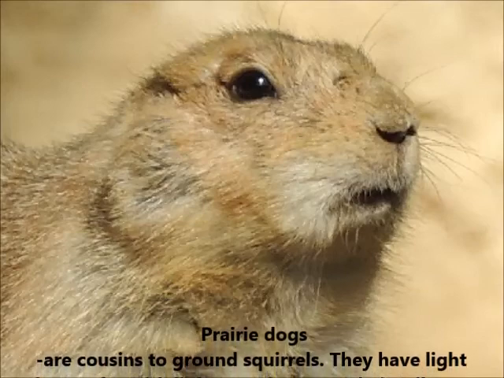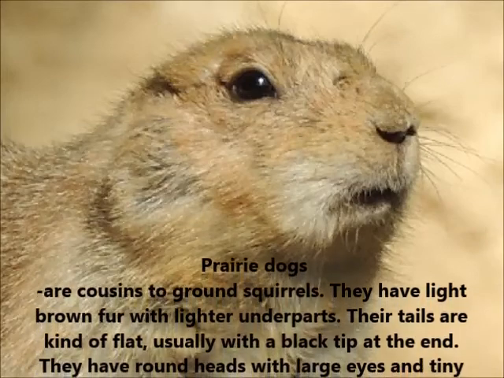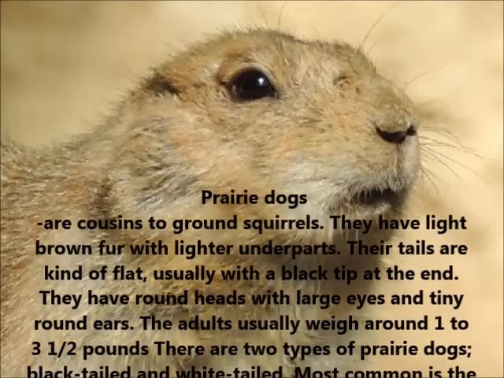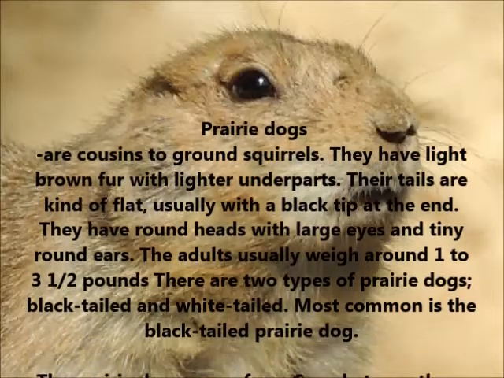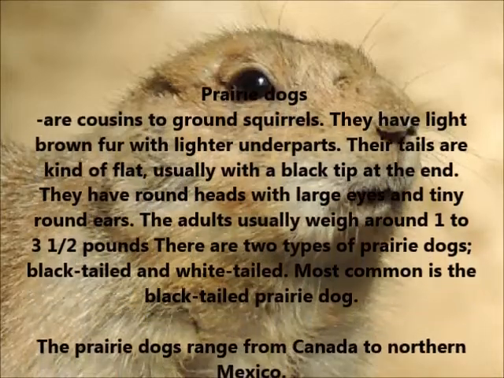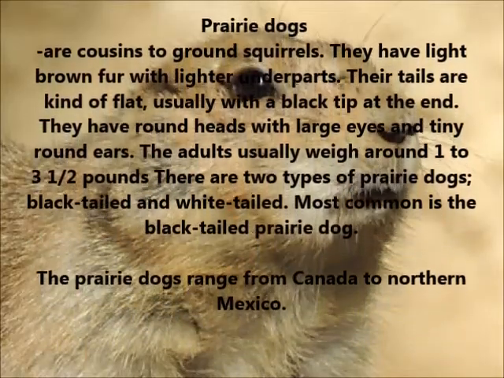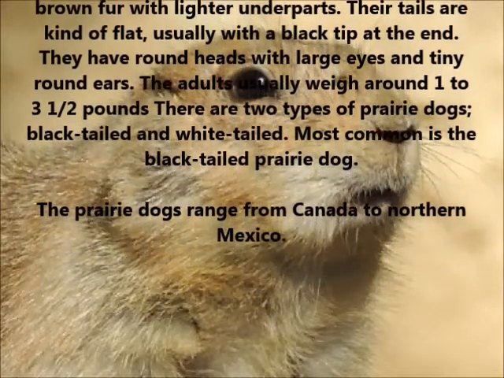prairie dogs. Prairie dogs are cousins to ground squirrels. They have light brown fur with lighter underparts. Their tails are kind of flat, usually with a black tip at the end. They have round heads with large eyes and tiny round ears. The adults usually weigh around 1 to 3.5 pounds.